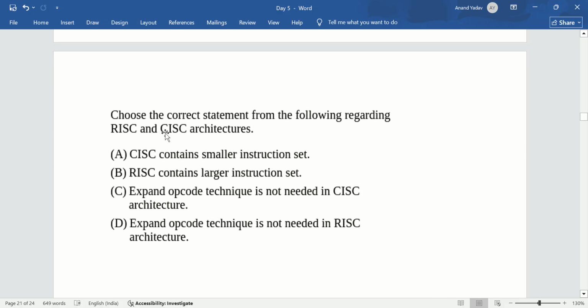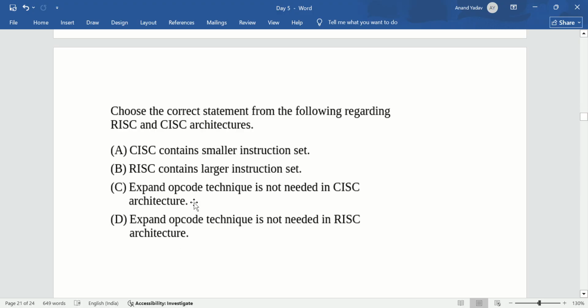Now next one is: choose the correct statement from the following regarding RISC and CISC architectures. CISC contains a smaller instruction set? No. RISC contains a larger instruction set? No. Expand opcode technique is not needed in CISC architecture? Yes, this is true. Expand opcode technique is not needed in RISC architecture? No, it is needed, so this is false. Only option C is correct for this question.